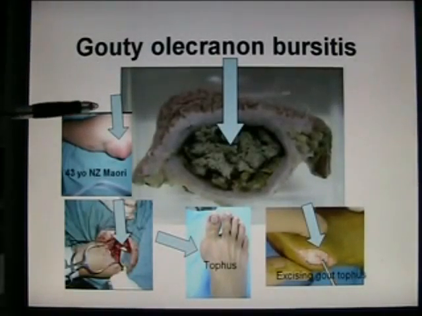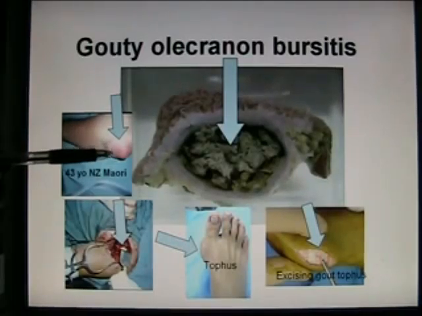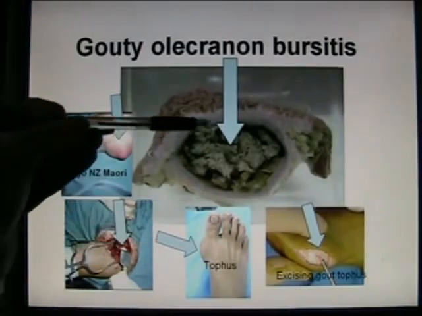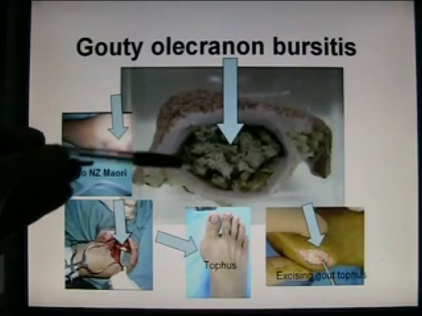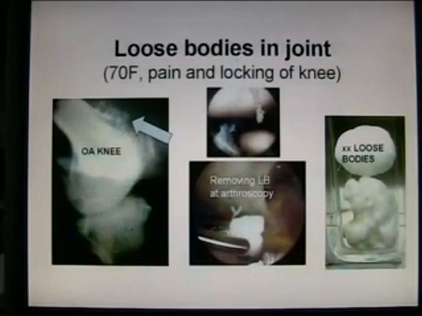Gouty olecranon bursitis, 43-year-old man, large gouty tophus, excised. There it is, safely in the pot. Here's a tophus in the region of the big toe, excised.